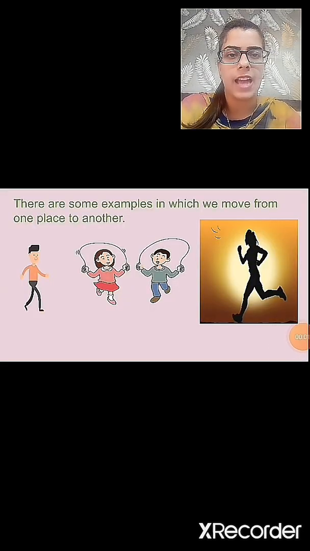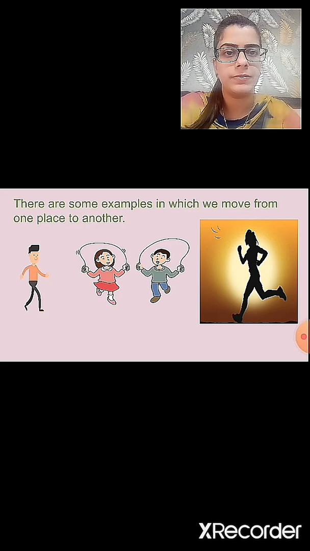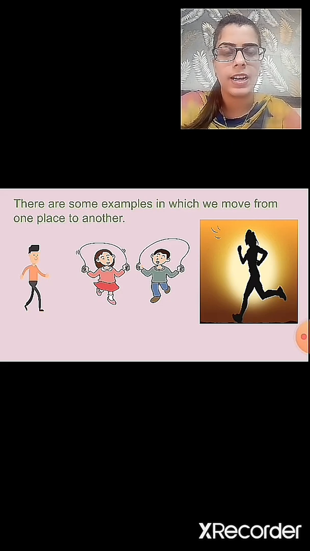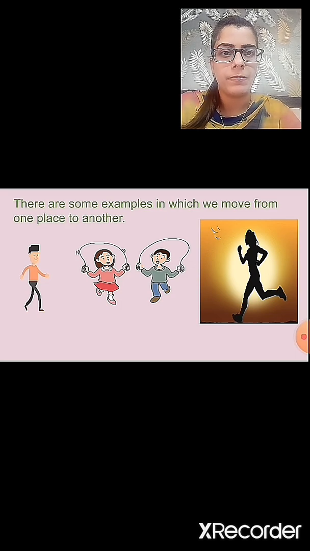Here are some examples in which we move from one place to another. So, how can we move from one place to another? We can either walk, run, jump, skip to move from one place to another. So, while moving from one place to another, our body shows different movements.